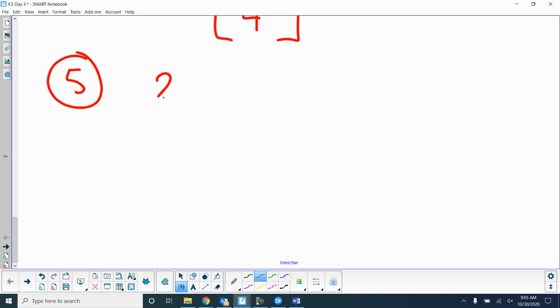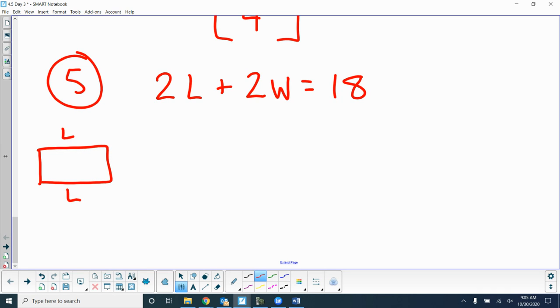So 2L plus 2W is 18. That's just the formula for perimeter. We should know that, shouldn't we? You knew perimeter meant distance around, didn't you? Because if you look at a rectangle, you've got 2 lengths and 2 widths, and perimeter is the distance around.